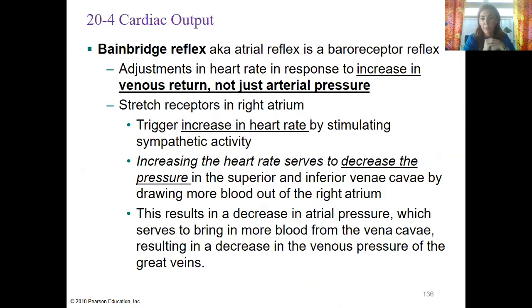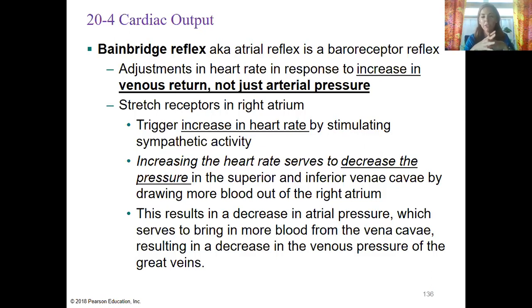There is a thing that's called the Bainbridge reflex. This is an atrial reflex, and technically it's a baroreceptor reflex. At this point, it's not just about pressure, but it's also about the increase in the venous return. So in part 1, you learned that there are 3 ways for deoxygenated blood to get back into the heart. So SVC, IVC, coronary sinus, all are going to dump off into the right atrium. So there are stretch receptors in that right atrium that will trigger an increase in heart rate by stimulating that sympathetic activity if there is an increase in the venous return.